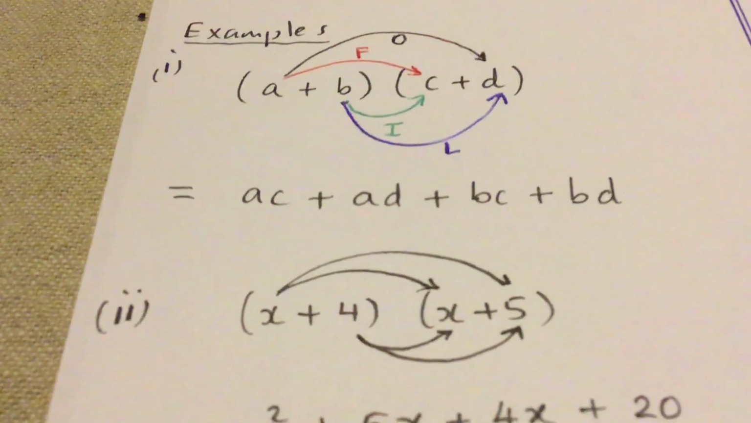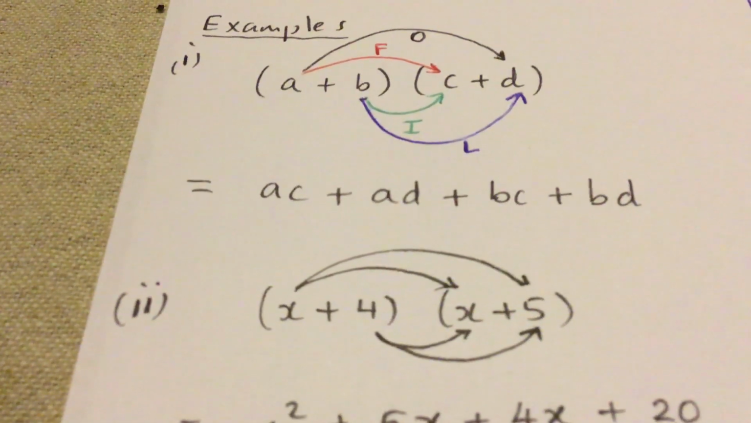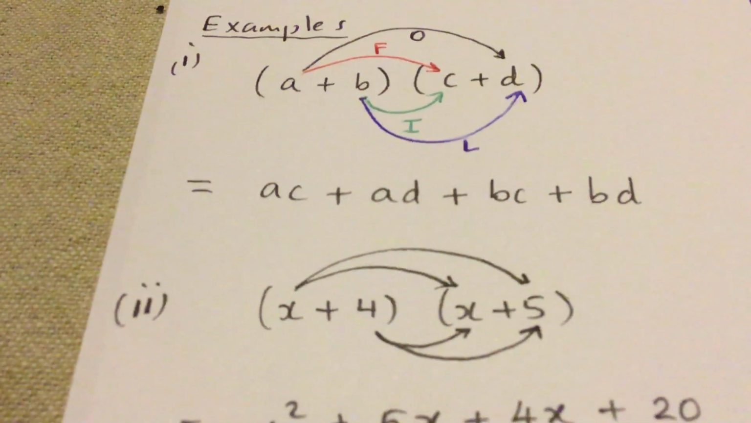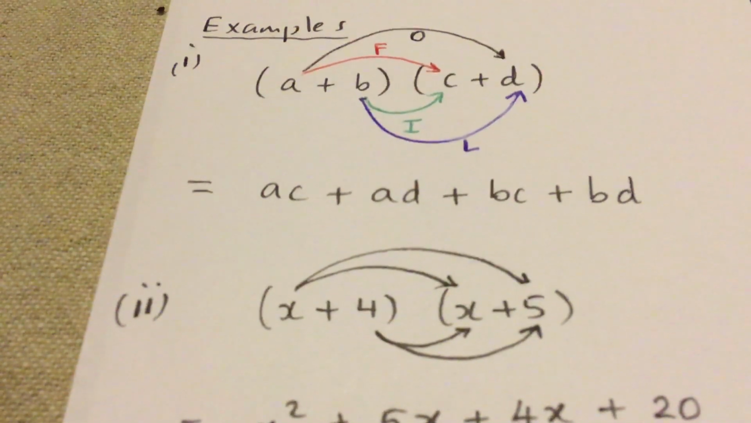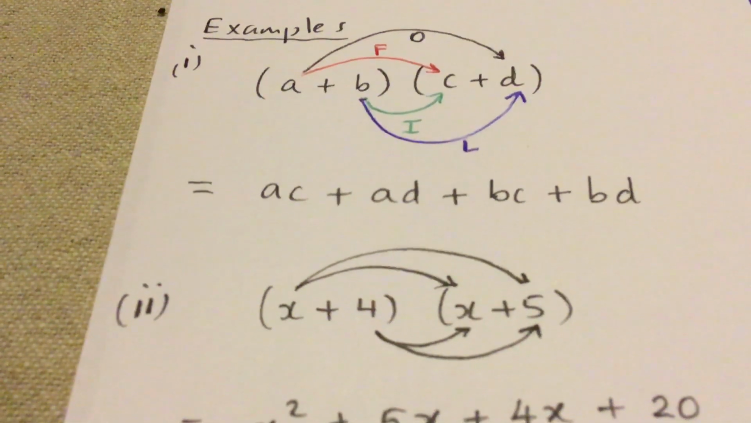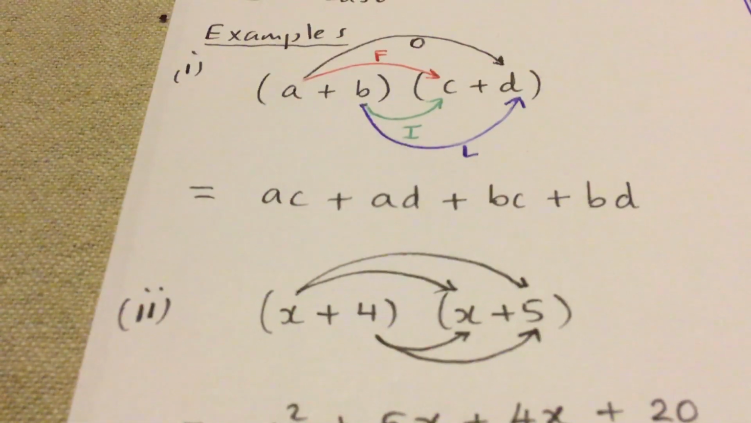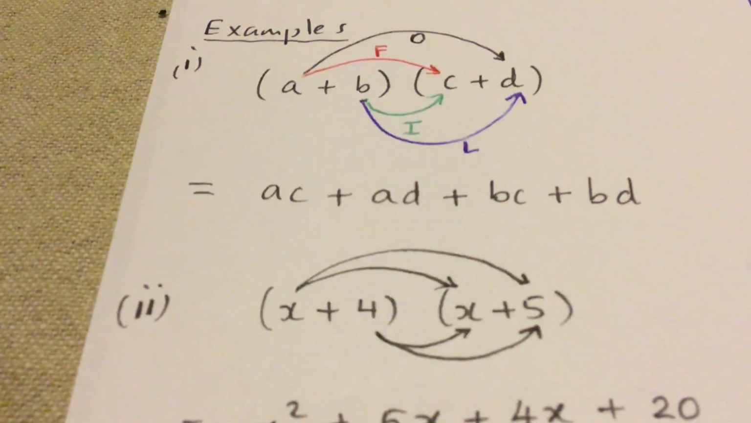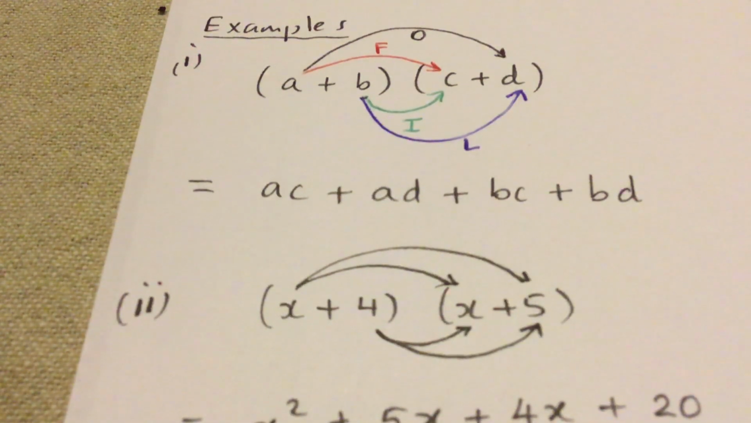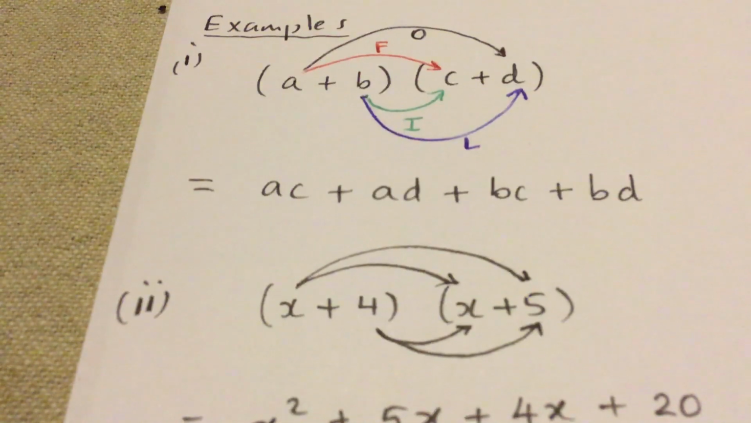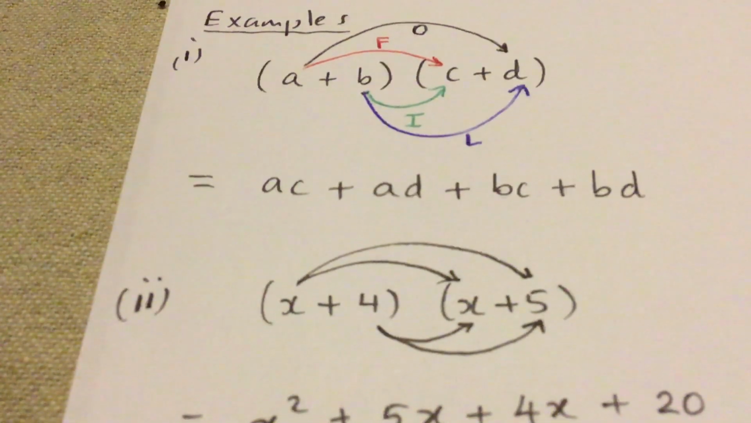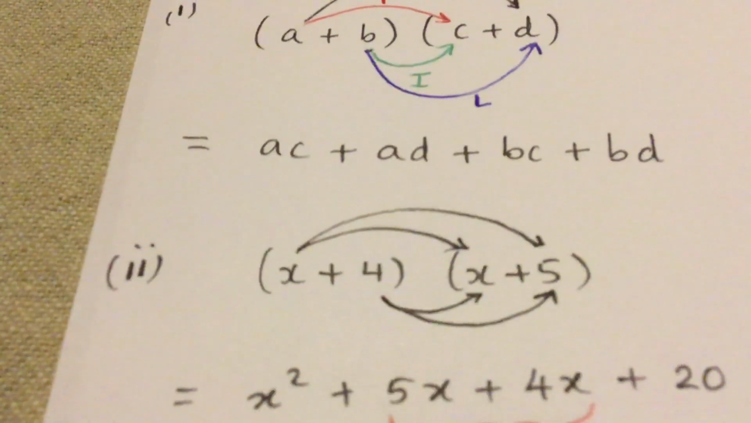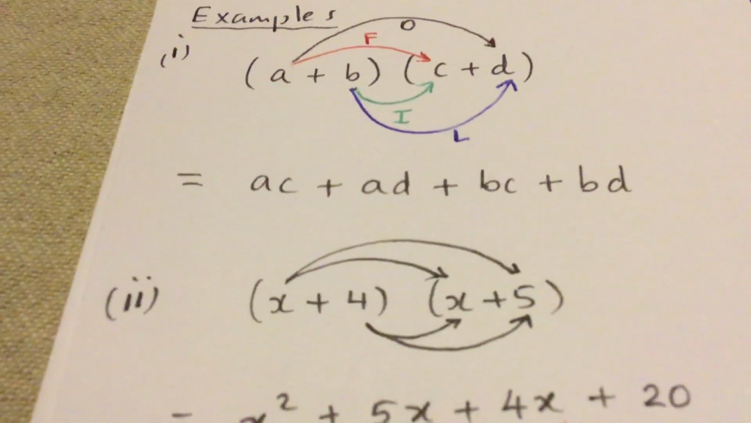Now let's take another example. X plus 4 multiplied by X plus 5. Now you don't have to write F or IL every time. What you do is just draw two arrows coming out of the first element in the first bracket, going upwards, and from the second element you draw two arrows going downwards as shown there. So the first one will be X times X, which will give you X squared.